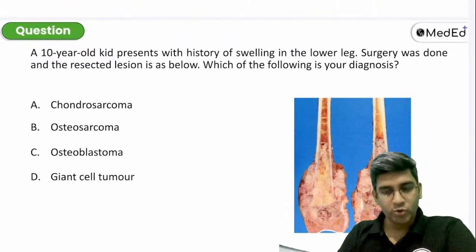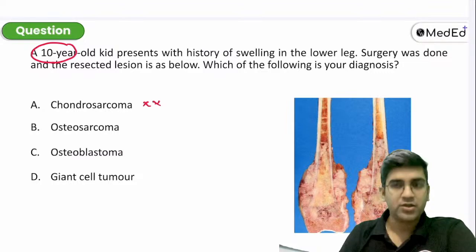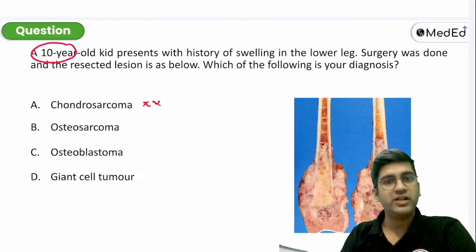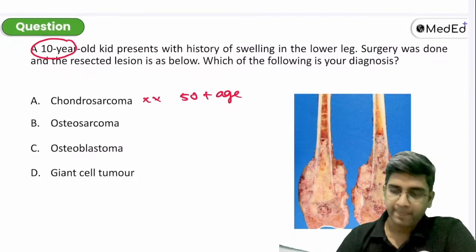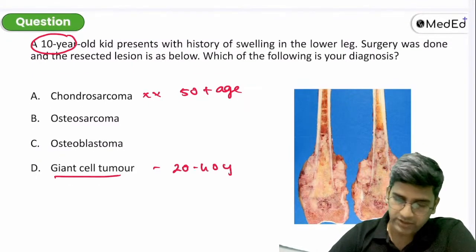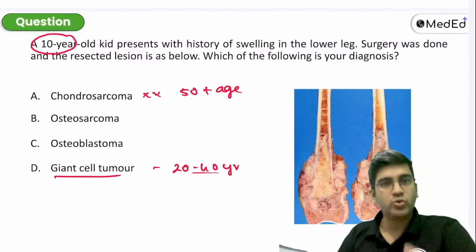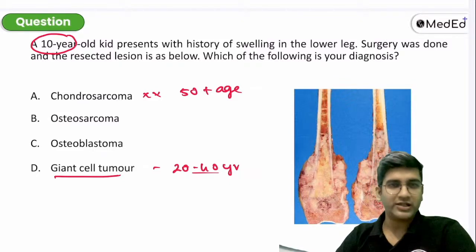There are few clues. Always go with history. 10-year-old, not possible. Chondrosarcoma happens in the 50 plus age group. Giant cell tumor happens around 20 to 40 years of age. That itself will rule out two things, right? Osteoblastoma can happen in children. At 10 years it might be a bit unlikely, but in the second decade it can happen, around 12, 15 years.